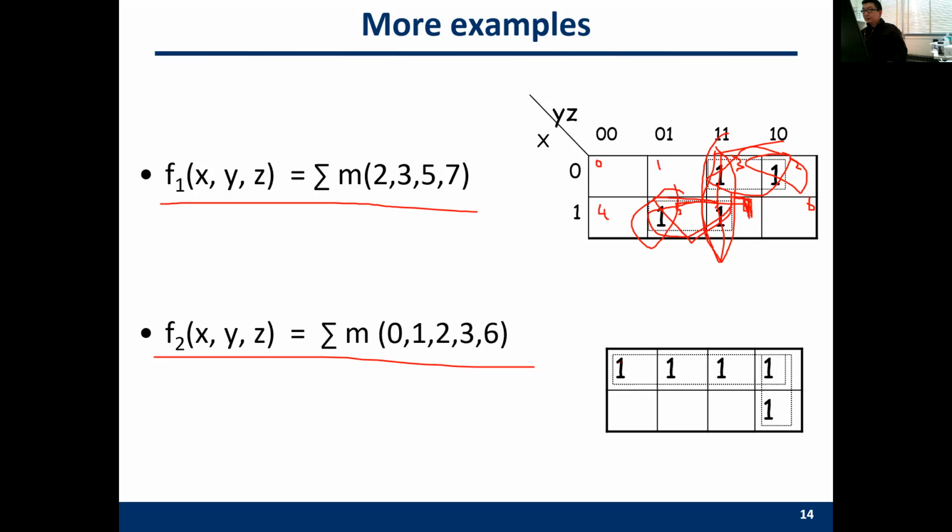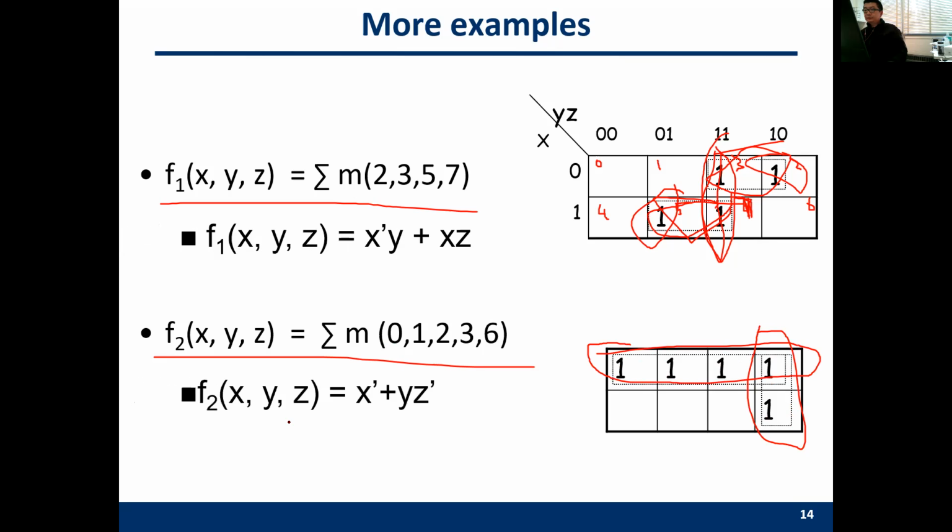For this one, you just fill one here, one here, one here, one here, and a 6 here. Apparently, you can do something like this, and then do something like this. So because you have one group here, what's the value of this group? Again, this group is across the 4 cases of Z and Y. So this group is not related, it shouldn't have Z and Y at all. But X is always 0, so it's X bar.